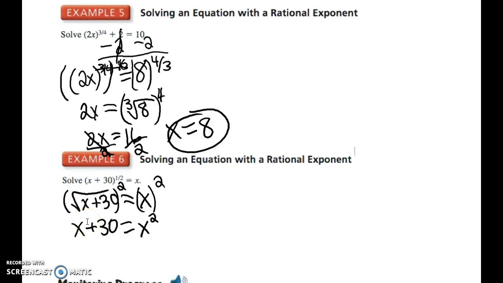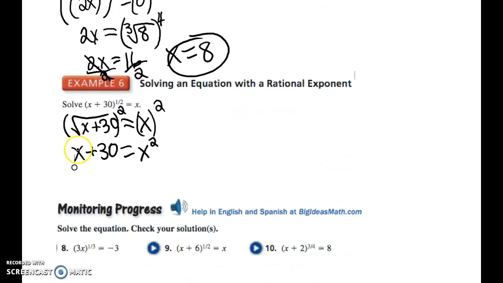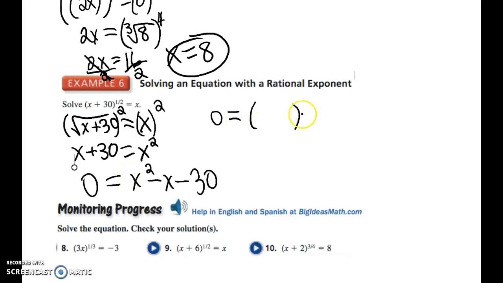We did a problem similar to this the other day, where we have to bring everything over to one side, and I like to keep x squared positive. So I'm going to subtract x and subtract 30 so that this equals 0. And now I have to factor. What does this factor become? You should get x minus 6 times x plus 5.